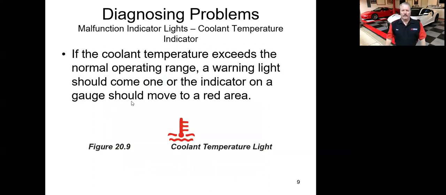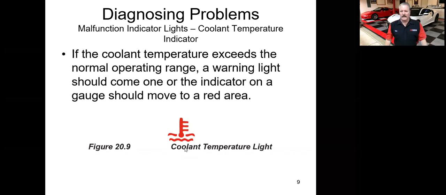If the coolant temperature exceeds the normal operating range, a warning light should come on. And here's an indicator of it right here. Vehicles have different ones. Some vehicles have an actual gauge. Some have a light that'll come on. We need to make sure we check the coolant at that point, or the overflow bottle may be low as well, where some extra coolant is stored underneath the hood.